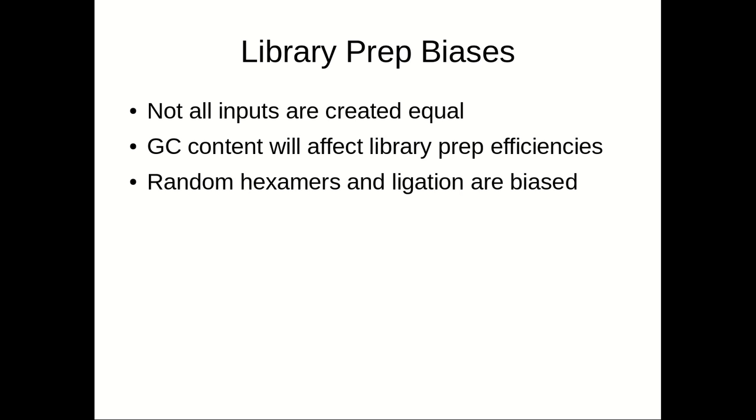And then we have library prep biases. Again, not all inputs are created equal. Different steps have different selectivity for different nucleic acid patterns, basically. GC content affects library prep efficiencies, and every step is biased. Random hexamers are not actually random. They favor certain parts of the genome. Ligation, not actually random, will favor certain substrates. So no matter what we do, we introduce bias, and we have to remember that and minimize our manipulations as much as possible.